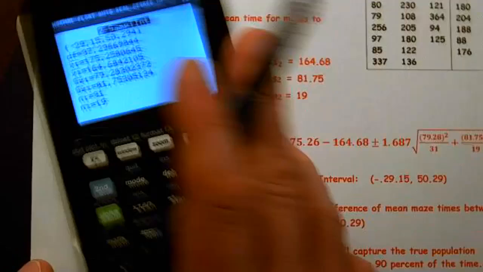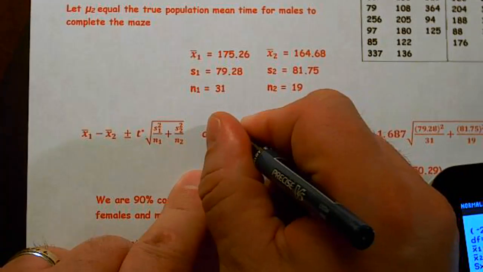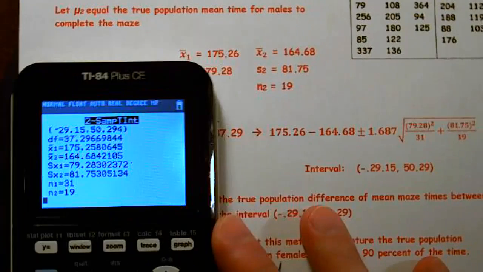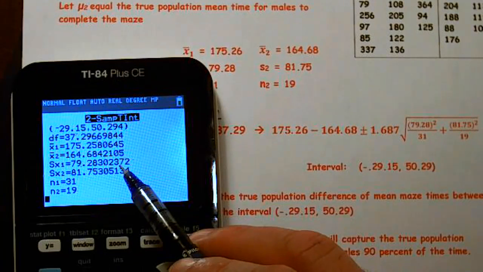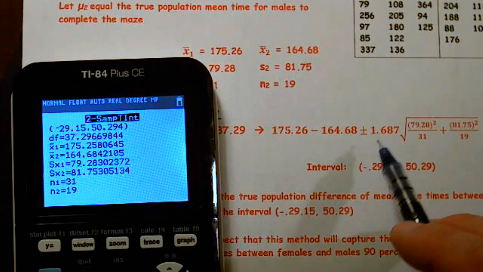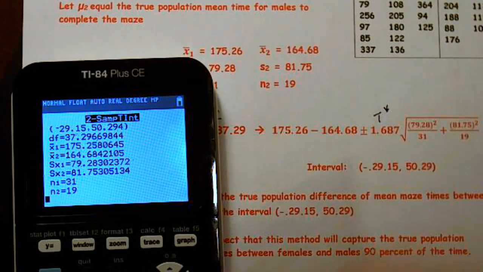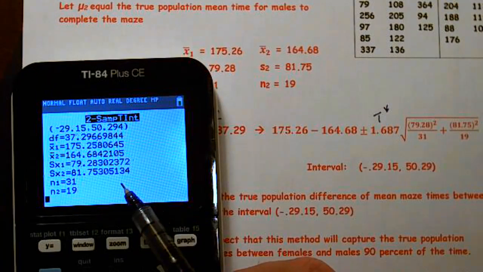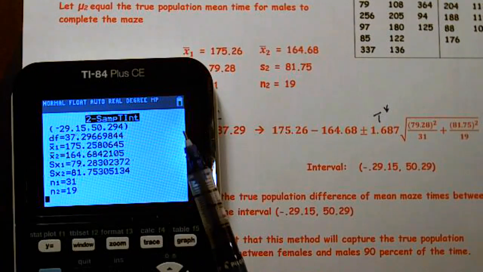That's going to be really important because we're not going to be able to finish the formula without it. So this is my degrees of freedom, and we're going to need that for T star. All right. So female average time was 175. Male average time was 164. T star, we're going to have to go back and calculate. Sample 1, standard deviation for females, 79.2. Standard deviation for males is a little larger at 81. We have 31 and 19 as our sample sizes.